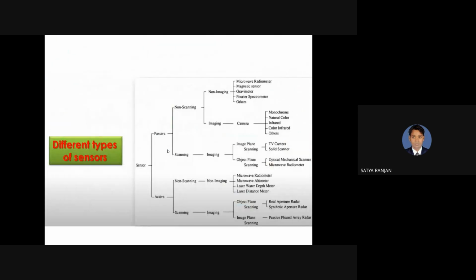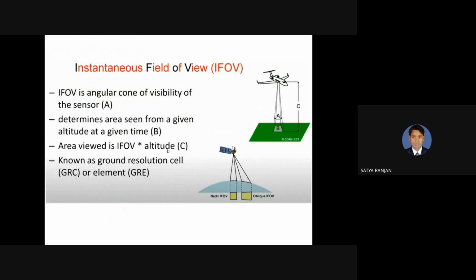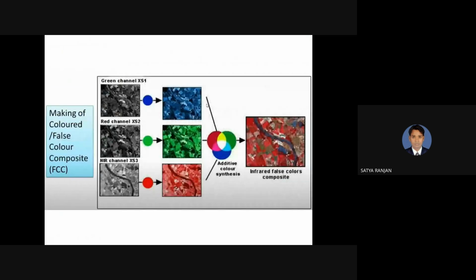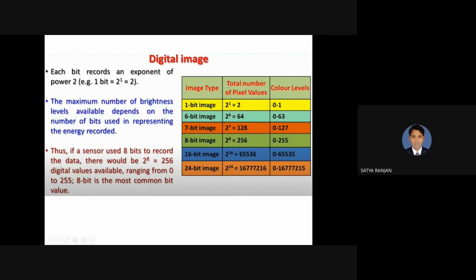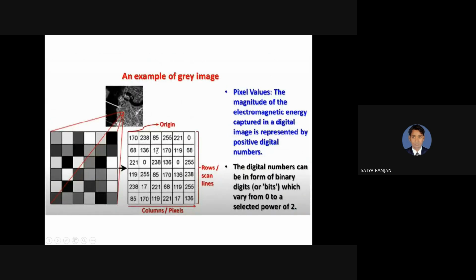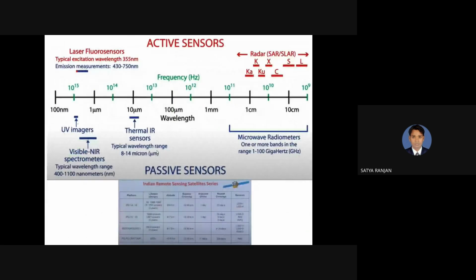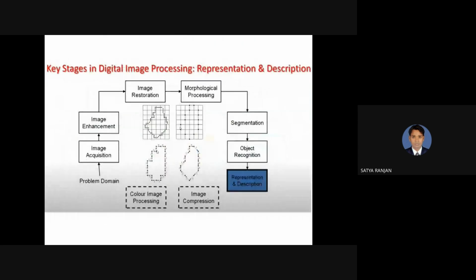And the active sensor and passive sensor. So these are some important topics. Then spectral resolution and radiometric resolution. One short question that may be asked is the instantaneous field of view: what is the instantaneous field of view? Then the radiometric resolution: what is the radiometric resolution for 4-bit or 6-bit? That might be possible to ask in the exam. So these are the important topics which can be asked in the exam.